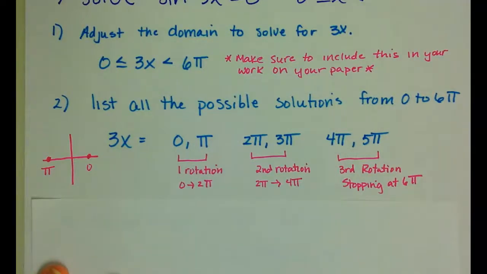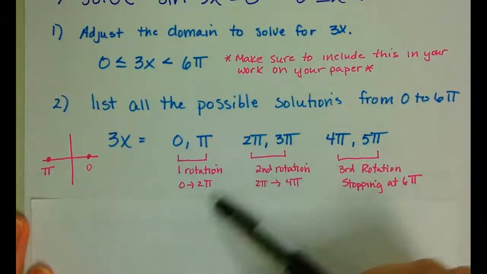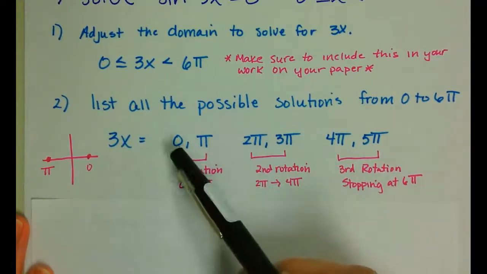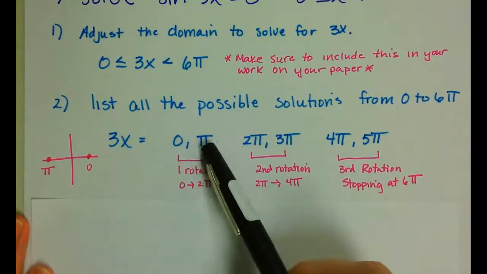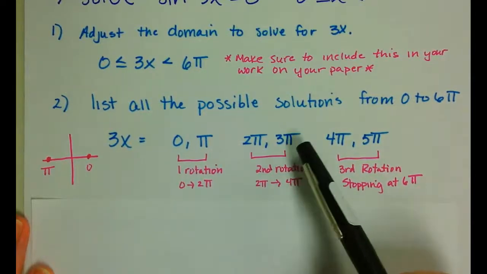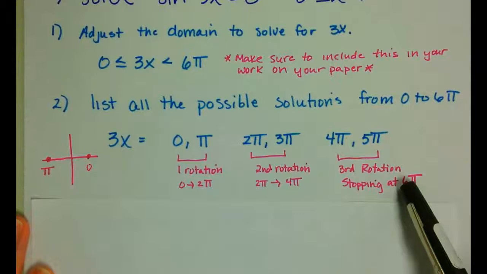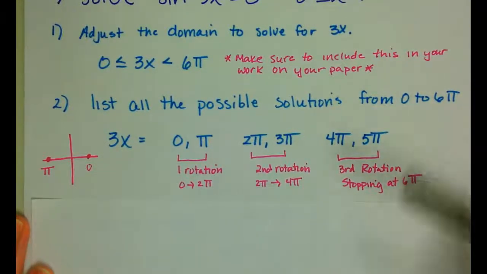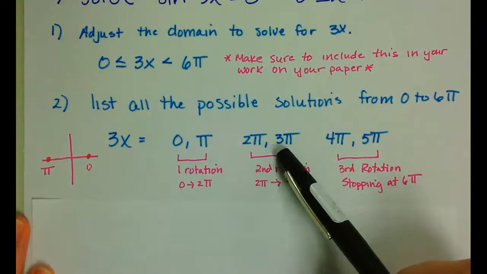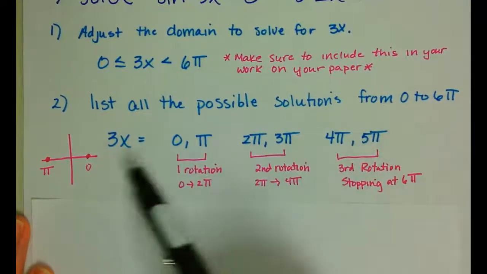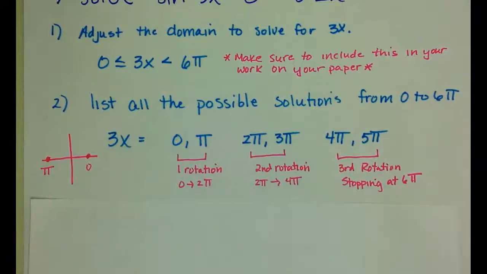The second rotation, so we have our first rotation we just talked about from 0 to pi. The second rotation then is you're just going to add 2 pi, and now we have 2 pi and 3 pi. And then we remember we've got to go all the way up to 6 pi, so we need to do one more rotation that's going to get us out to 6 pi. And so if you come back to the rotation before, add 2 pi, I get 4 pi and 5 pi. And so we just list all of those angles out all the way through to the 6 pi.